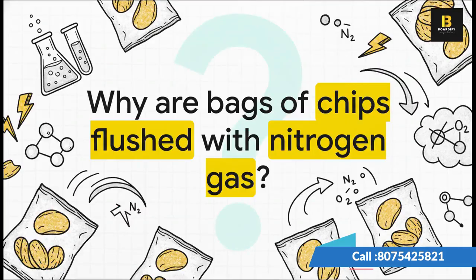So, if oxygen is the bad guy that makes our chips go stale, how do we stop it? Well, this leads to a pretty cool question. Chip companies have a very clever solution. Before they seal the bags, they flush them out and fill them with nitrogen gas. Nitrogen is very unreactive, so it pushes all the oxygen out and creates a protective cushion, preventing the oils in the chips from oxidizing. It keeps them crispy and fresh.